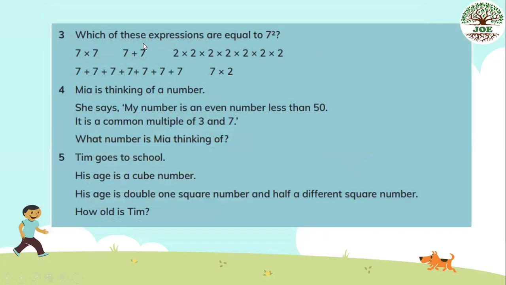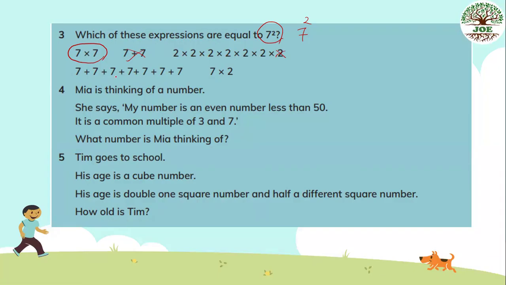Okay, number 3, which of these expressions are equal to 7 squared? 7 times 7, so this is correct. 7 squared is multiplying 7 by itself. 7 plus 7, no? Multiply 2 by 7 times, no?